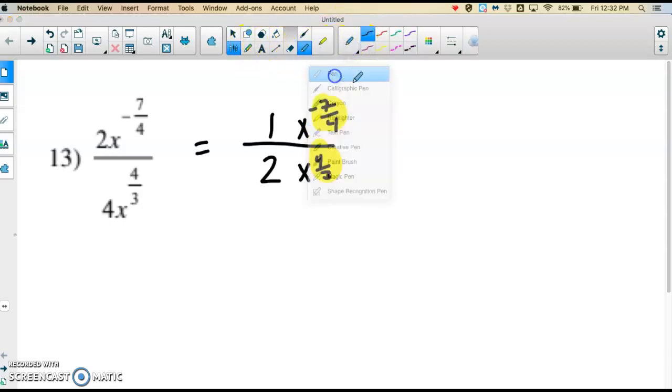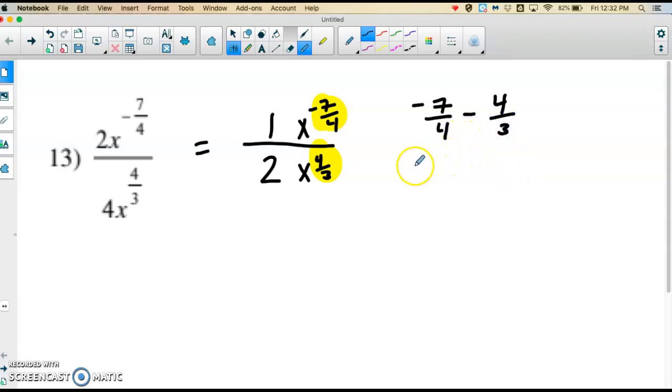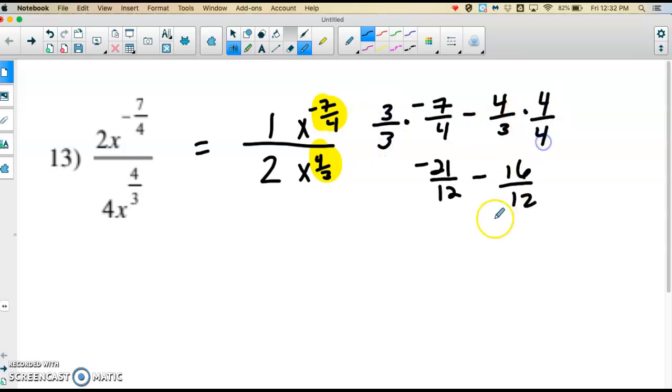So when you do that, that's when you have to get your common denominator. So you have a negative 7/4 minus 4/3. The common denominator is 12, so it's a negative 21 over 12 minus 16 over 12. Now how I got that was I multiplied this by 3 over 3 and this fraction by 4 over 4. So a negative 21 minus 16 ends up being a negative 37 over 12. That's your exponent. So where's that going to go? That's going to go in the denominator. So it's 1 over 2x to the 37 over 12.